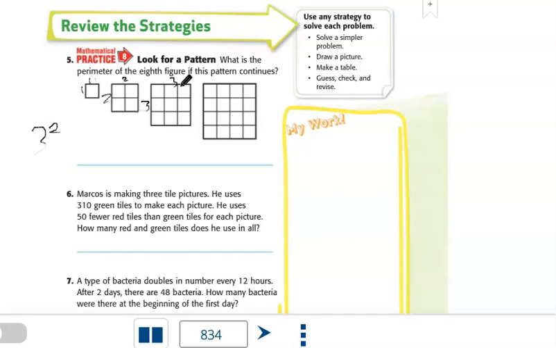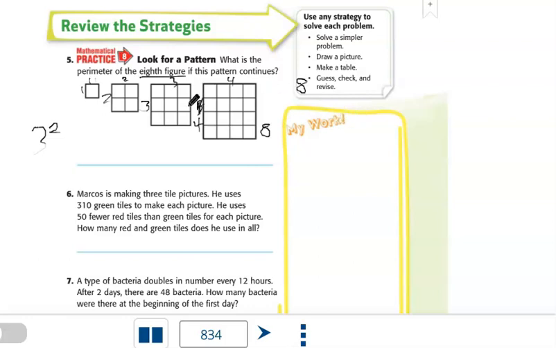So you need to get to the 8th figure, which is going to have 8 and 8, right? Hopefully that will help you figure it out. And notice that there is a reason that that's happening that way. And it's going to be a big part of math, as I said, later on. Okay, so work on that one.